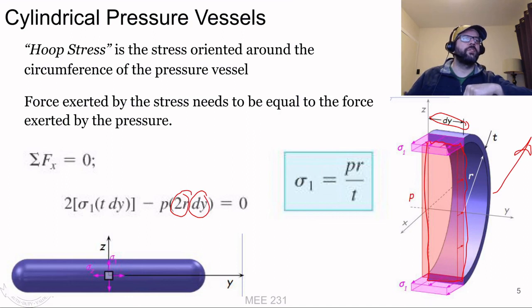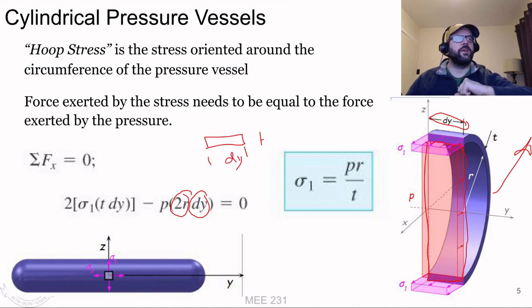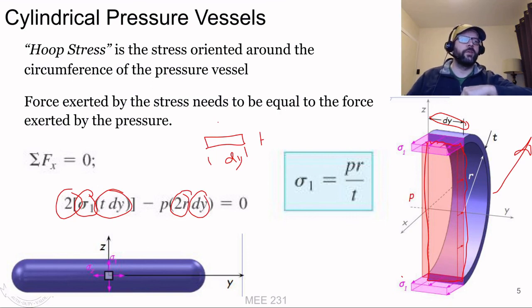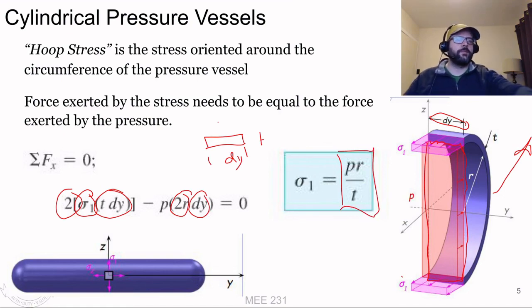And the force from the induced stress that's holding it in place is the thickness of the skin times dy, which is the cross-sectional area of each of these, and the stress is evenly distributed across that. So that's the stress times that area times 2, because we've got one on the top and one on the bottom. Solve for the stress, and it ends up being PR over T. Again, P is the internal pressure, R is the internal radius, and T is the thickness.